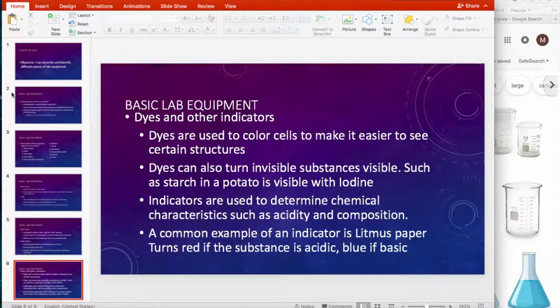If you need to take a moment, go ahead and pause the video so that you can catch up on writing about dyes and other indicators.